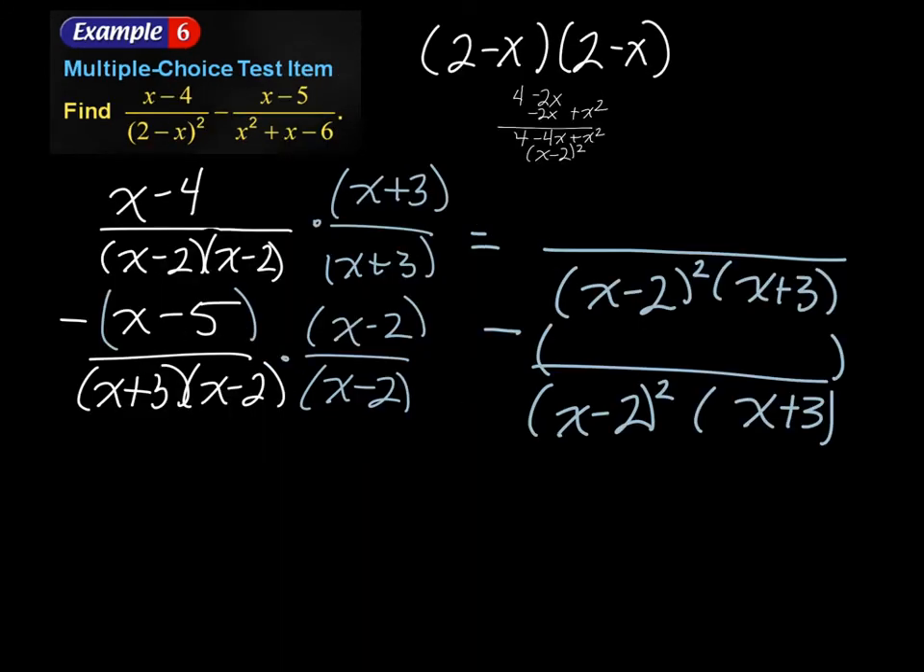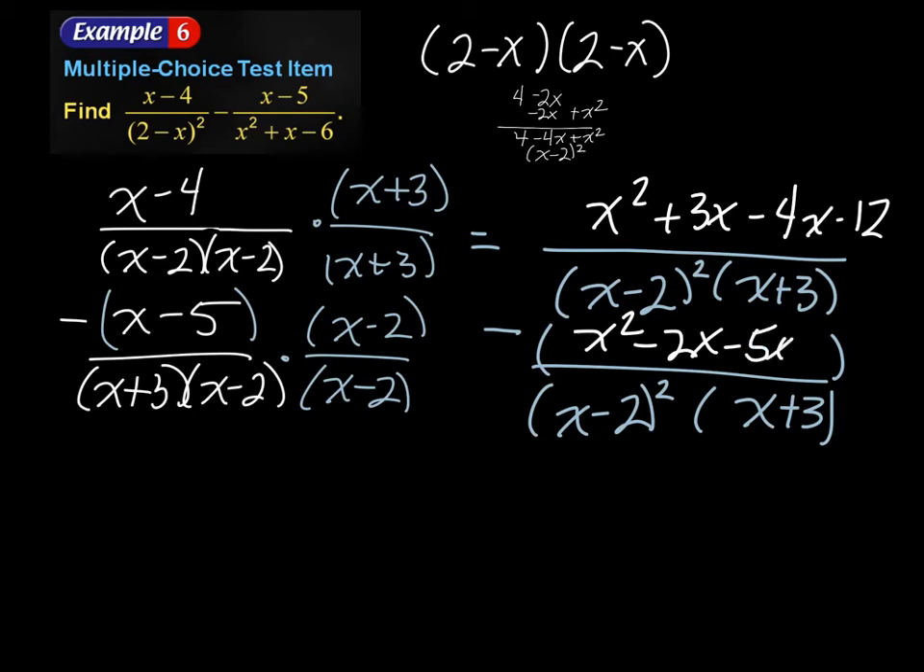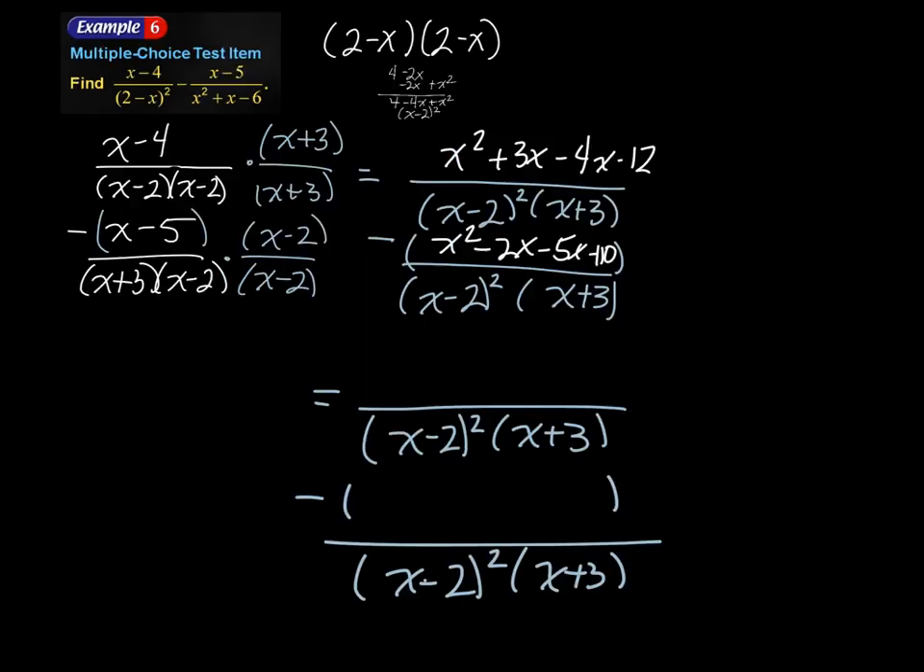Let's FOIL out the numerators. So we're going to have x squared plus 3x minus 4x minus 12, and x squared minus 2x minus 5x plus 10. Combining like terms, I have x squared minus x minus 12 and x squared minus 7x plus 10.